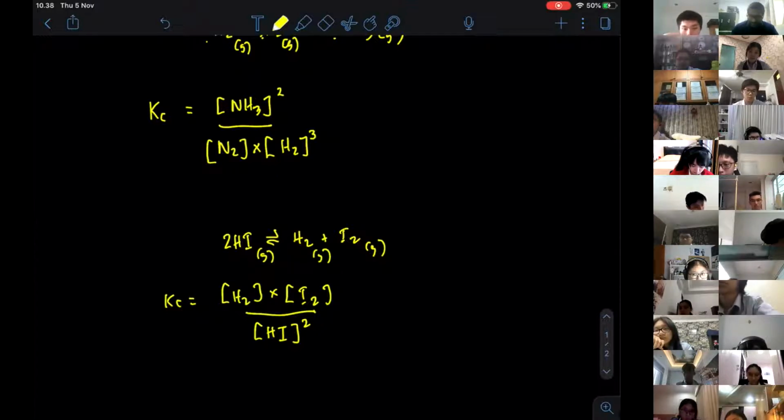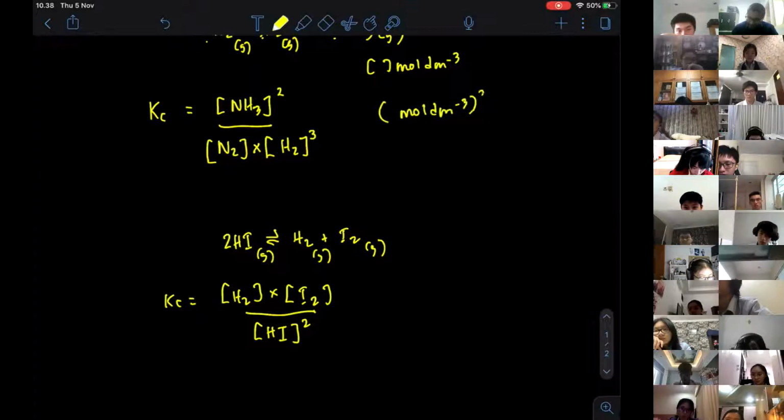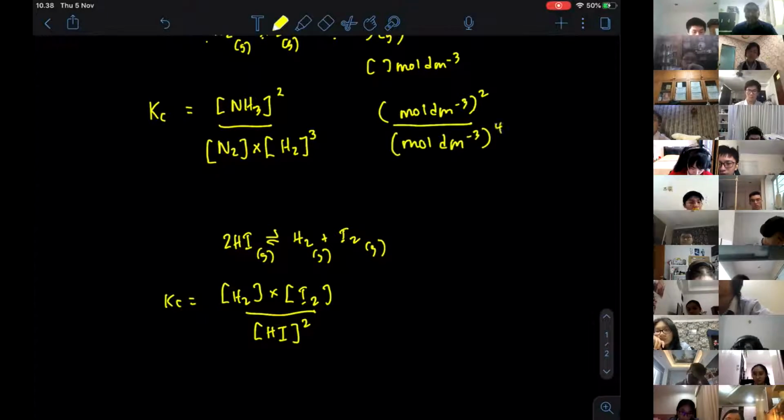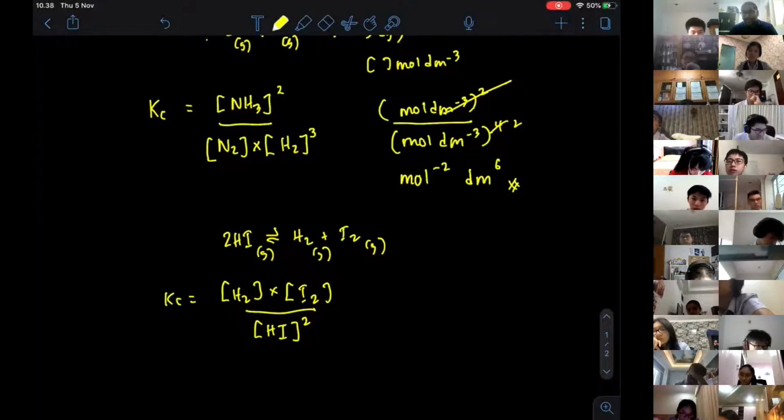If you want to calculate the unit, concentration is mole per dm cubed. So if you have this to the power of 2, mole dm to the power of 2, divided by mole per dm to the power of 1 and 3 is 4. Use your maths: 2 minus 4 gives -2, so mole to the power of -2 and dm to the power of 6. So this is going to be the units.